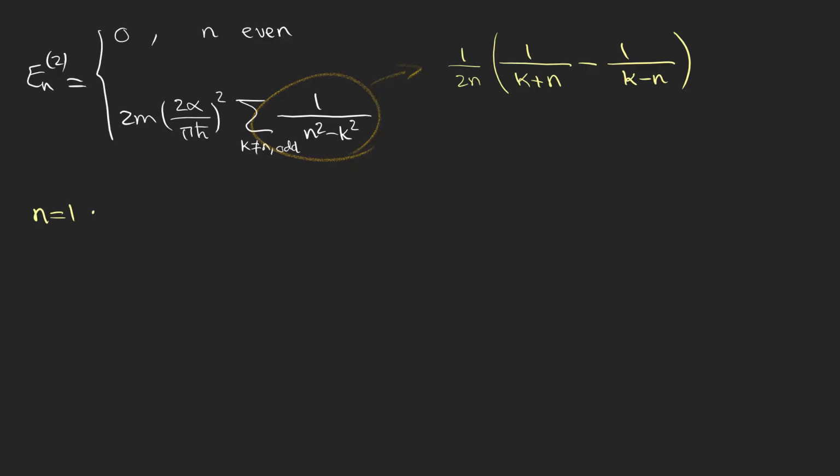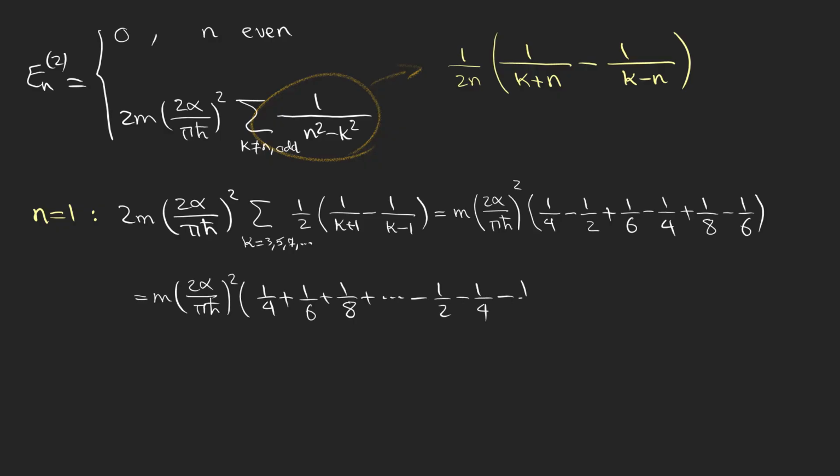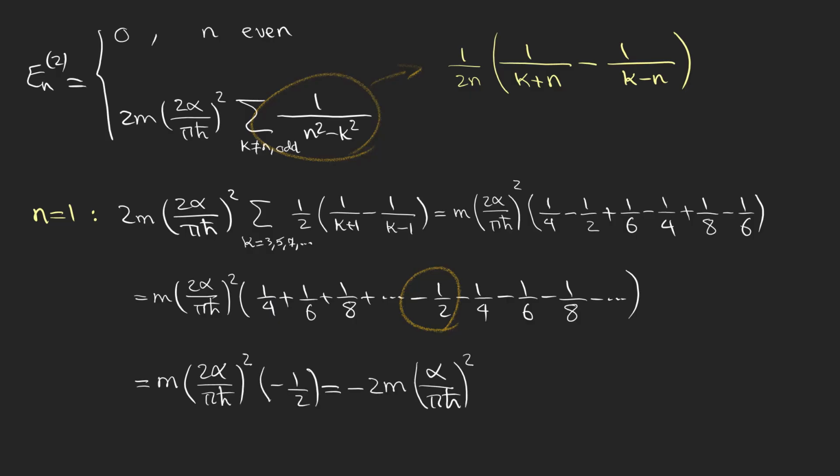Let's find this expression for when n is 1. The only possible values of k are odd numbers except 1, and in the denominator, we have k plus 1 and k minus 1. In the parentheses, we have some positive and some negative values. You can see that they all cancel out except this minus half, and this is the result.